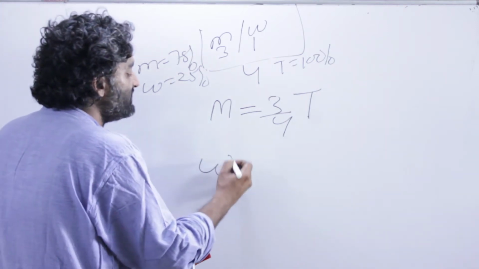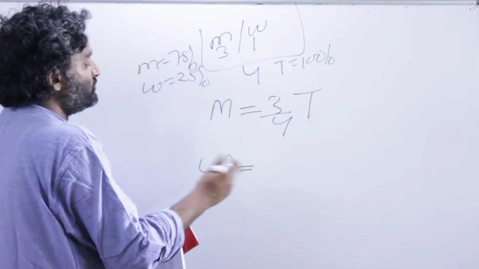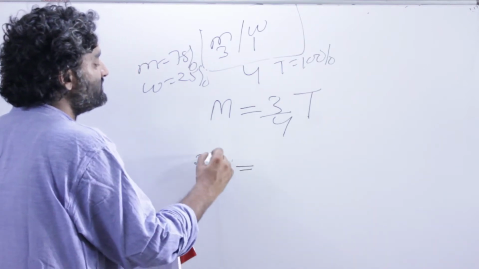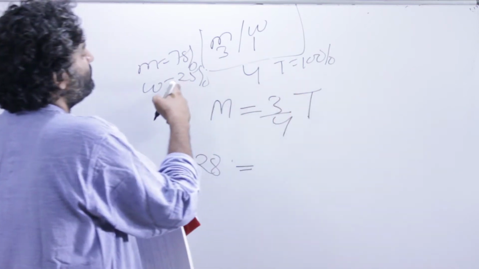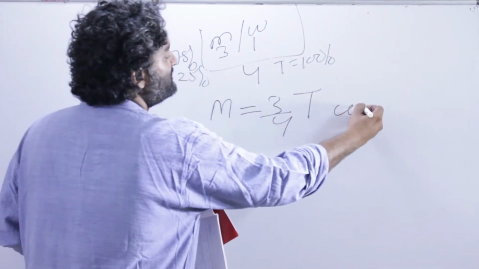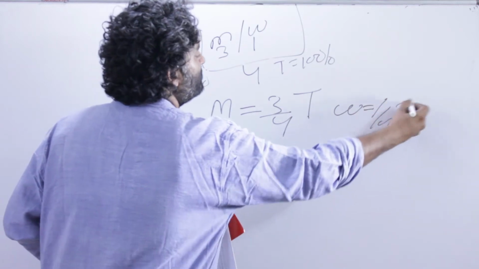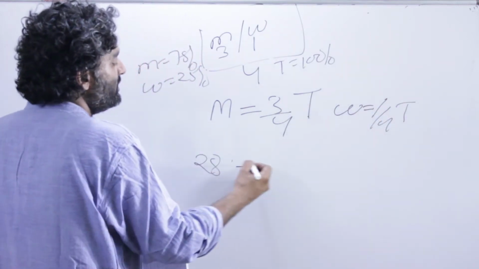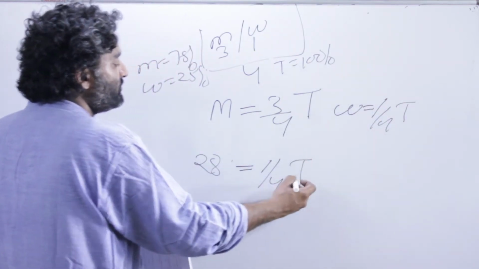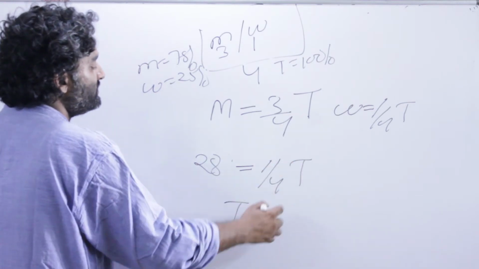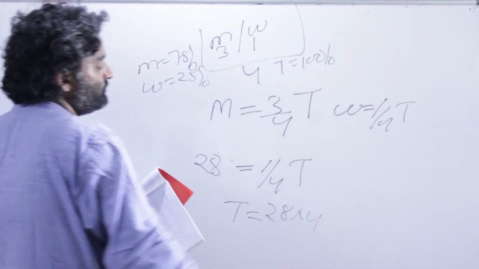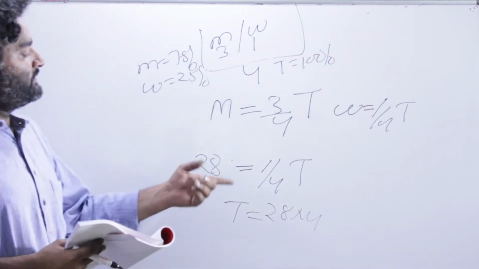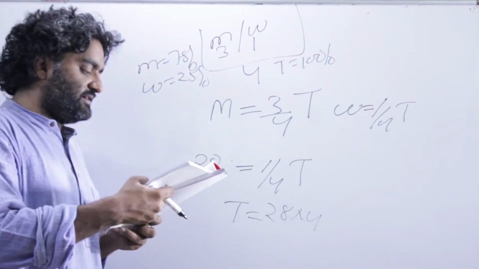Now, find the amount of mixture if it contains 28 liters of water. Now water is given to me. Water is 28 liters. I know milk is 3/4 of total. Water is 25%. Similarly, water would be 1/4 of total. So 28 is 1/4 of total. So total is equal to 28 into 4, which would be 112 liters, right?